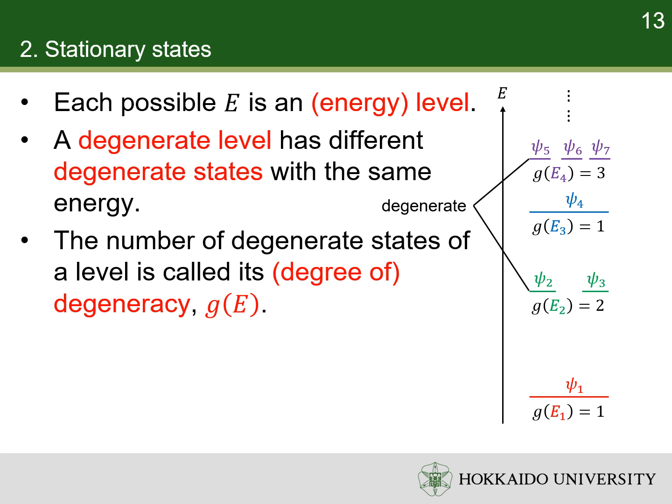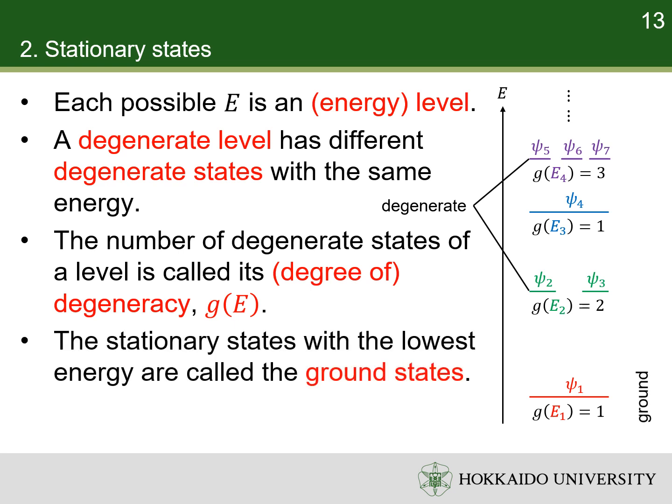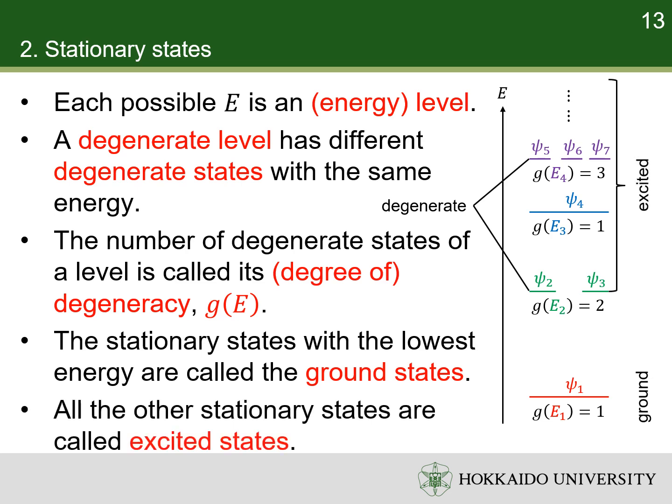degeneracy, of the level. The ground state of a system is its stationary state of the lowest energy. An excited state is any state with energy greater than the ground state.